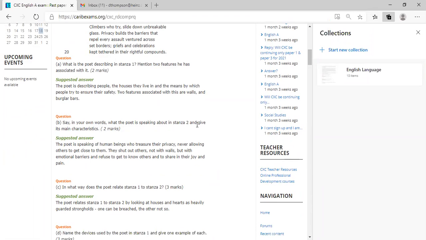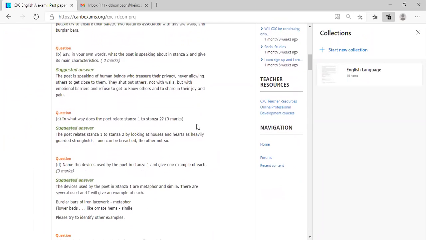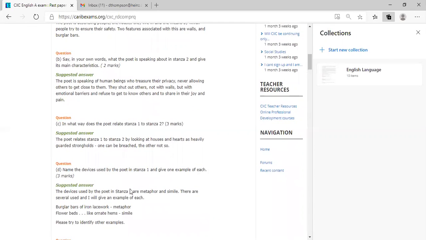Let's look at the answer. Scroll down here. So the devices used by the poet in stanza 1 are metaphor and simile. There are several used, and here are some examples.